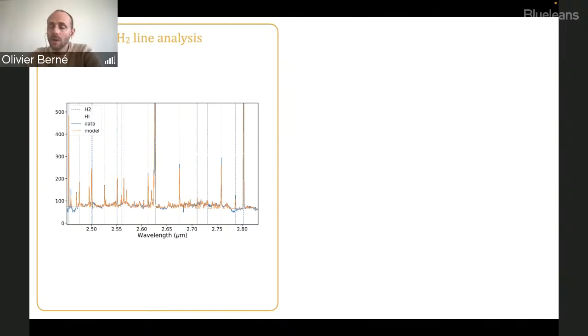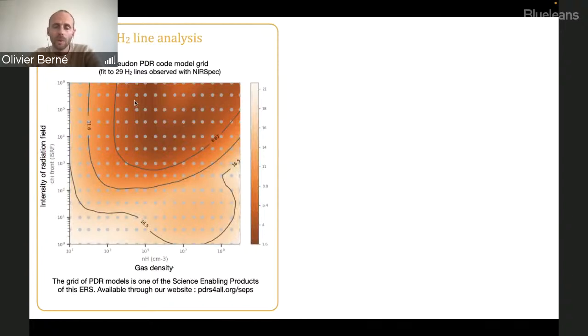Okay, so you can use the lines from the NIRSpec spectrum, and in particular the H2 lines. You can extract the fluxes from these lines, and you can use that to constrain PDR models like the Meudon PDR code. You can use a grid of models and try to find the best model for the observed H2 lines. Here we use 29 H2 lines observed with NIRSpec. So this is the chi-square space. The best model that we get from this analysis is a model in which we have a density of 3 times 10^5 per cubic centimeter and a temperature of about 800 K.